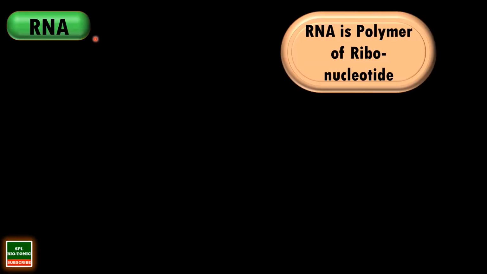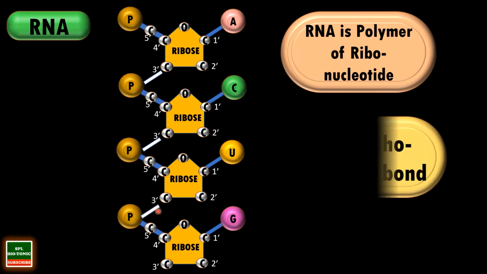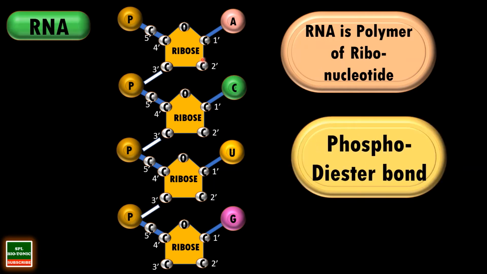Now students, this is the structure of RNA at molecular level. As we know, RNA is a polymer of ribonucleotides. These ribonucleotides are kept one above another and are joined together by phosphodiester bonds. This white line which you see is a phosphodiester bond between the first ribonucleotide and the second ribonucleotide. This is the second phosphodiester bond. This is the third phosphodiester bond. So two successive nucleotides are joined together by a phosphodiester bond, and this is the molecular structure of RNA.